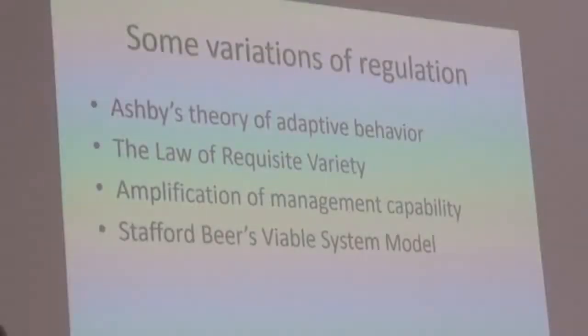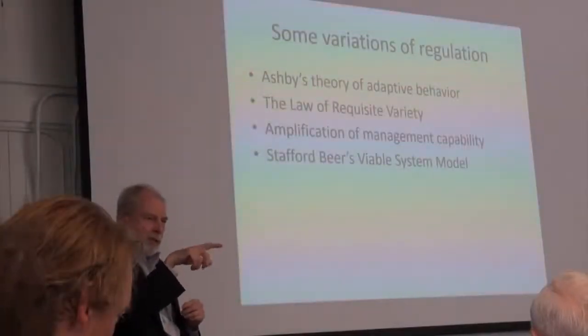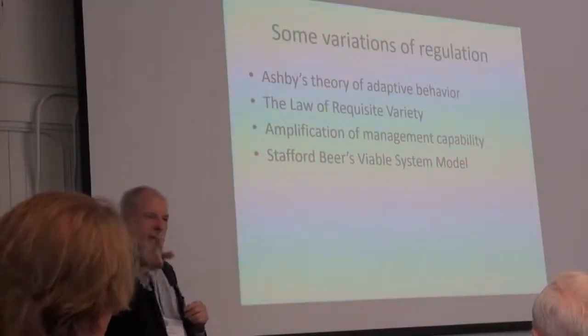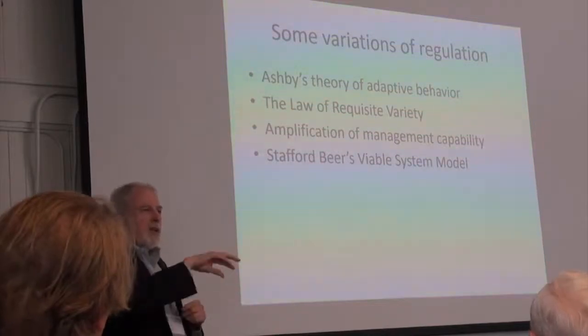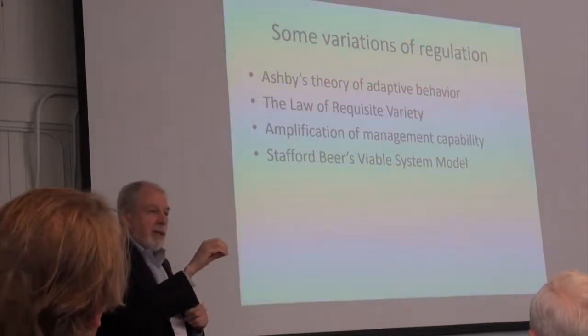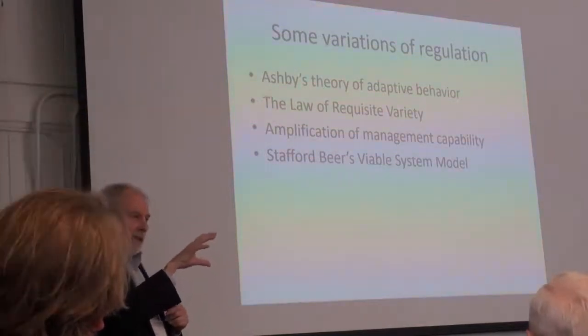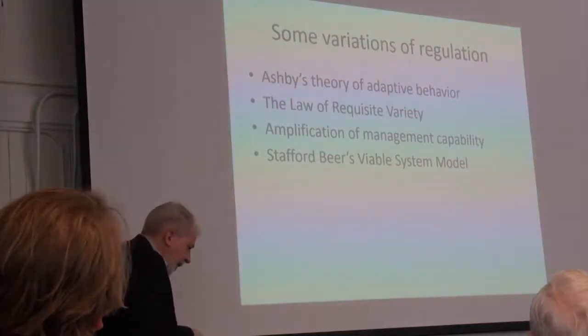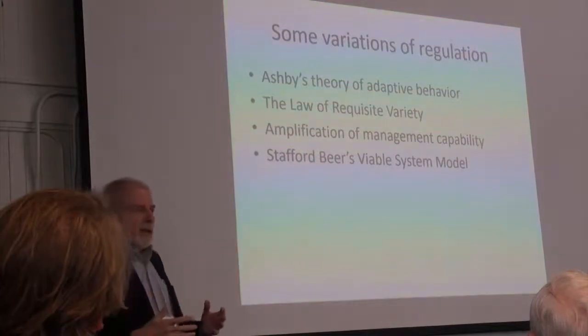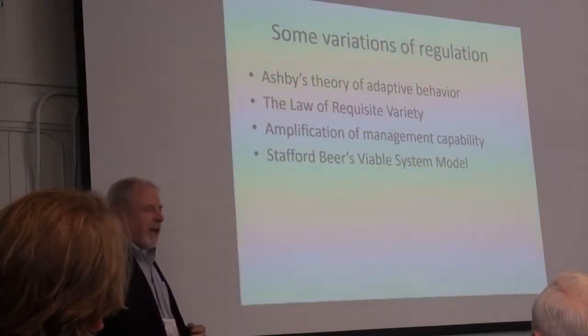There are some variations of regulation. There's Ashby's theory of adaptive behavior. We saw that earlier in the conference. Ashby postulated two nested feedback loops. You have one feedback loop that does learning and a broader feedback loop that does adaptation. So you learn about an environment, and then you realize the environment has changed, and you have to learn again, and that's adaptation. The law of requisite variety is a fundamental law.